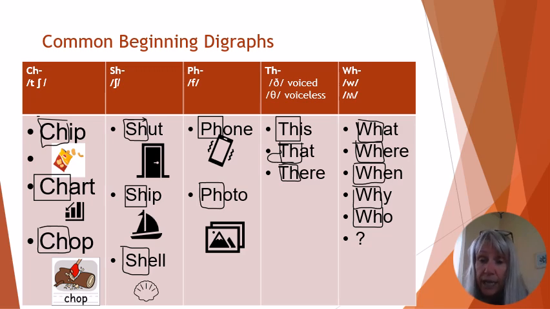Then we move over to the w sound. And WH represents the sound in what, where, when, why, and who. When you see this WH together at the beginning of a word part, it's making one sound, so it requires one sound box. I'm hoping that wasn't too visually overstimulating and you understood what I meant by that.